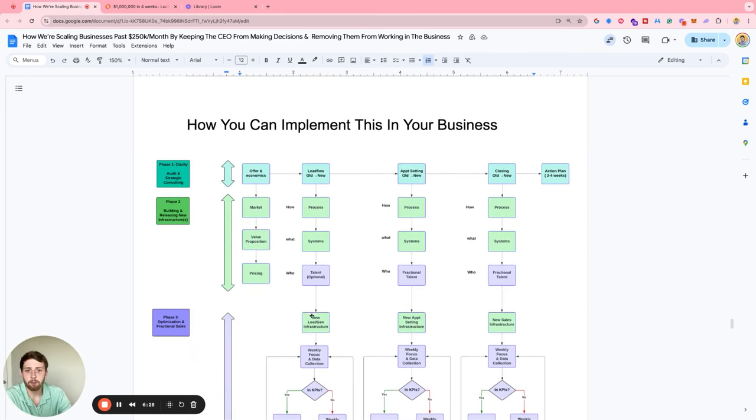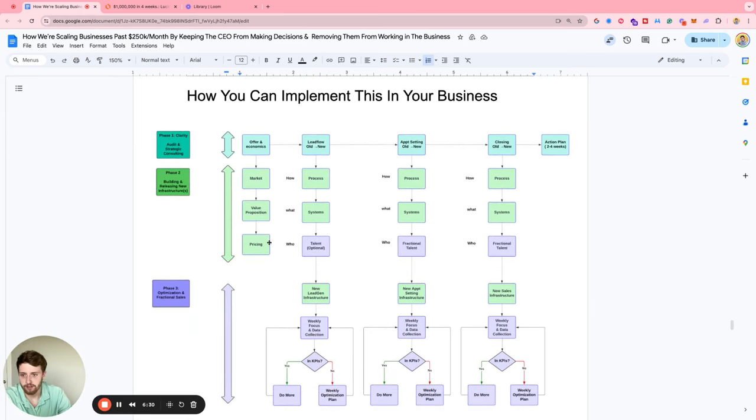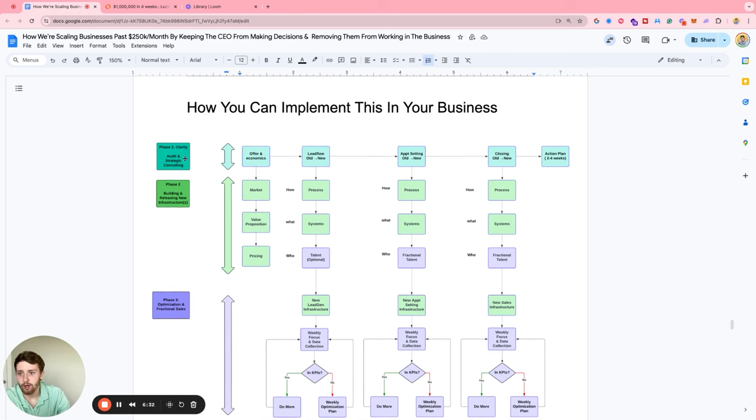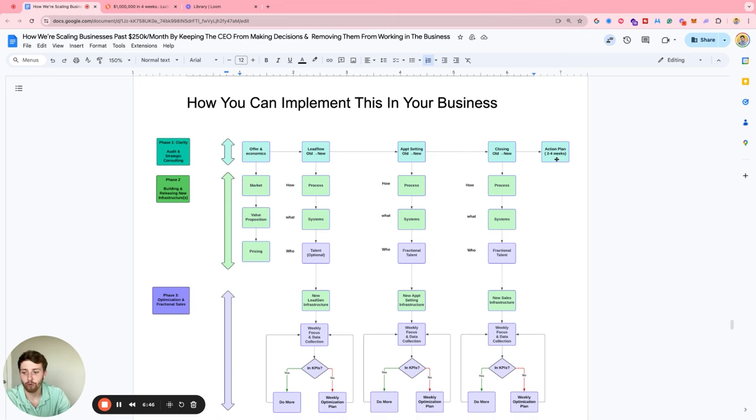Okay, and so how can you implement this into your business? There are three phases. Phase one is clarity. So we go over audit and strategic consulting. We look at your offer economics, your lead flow, your appointment setting systems, your closing systems, and all your assets. And we make an action plan so we can implement all this within 2 to 4 weeks.